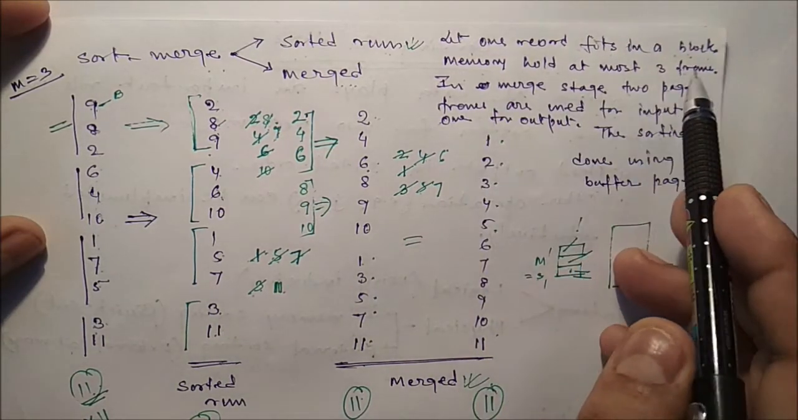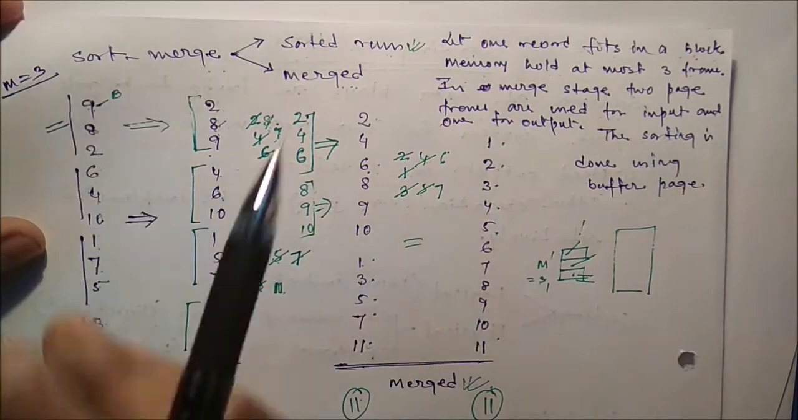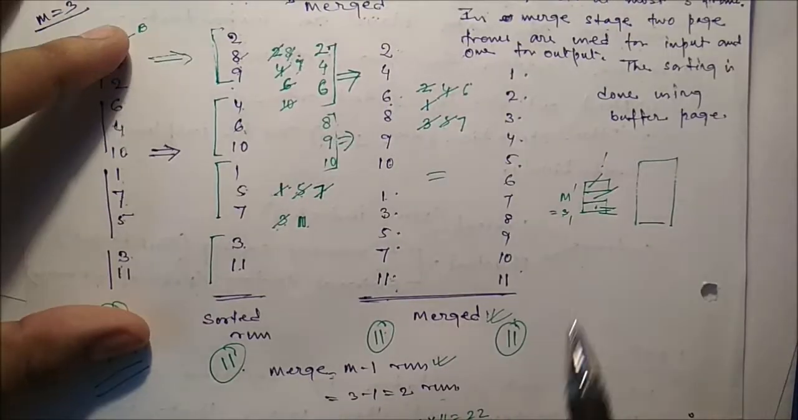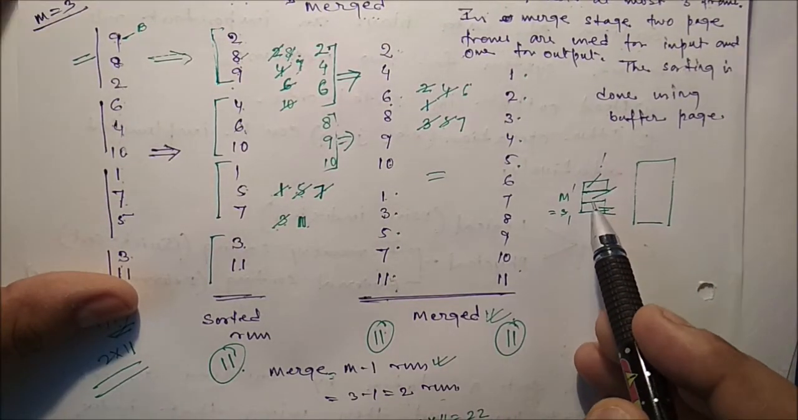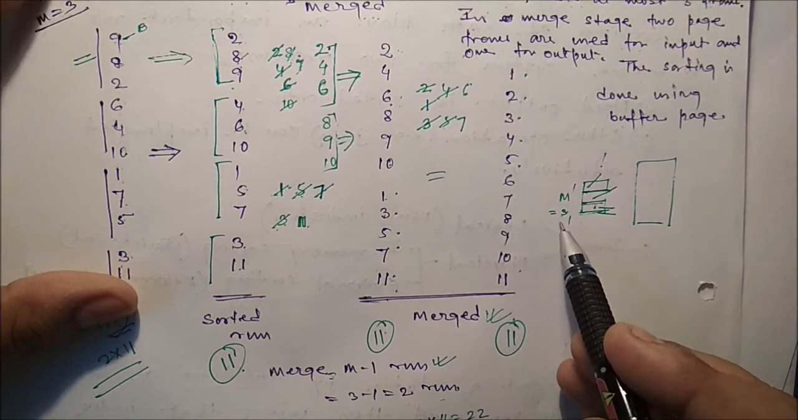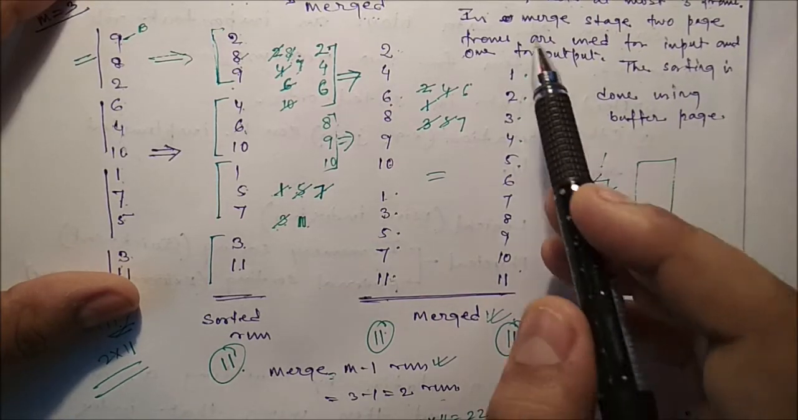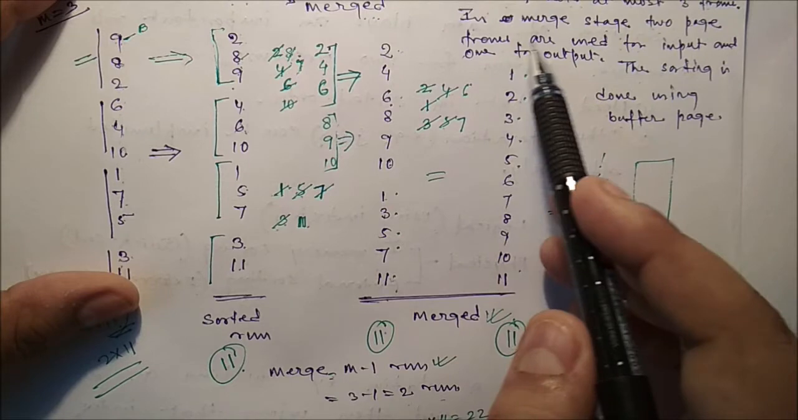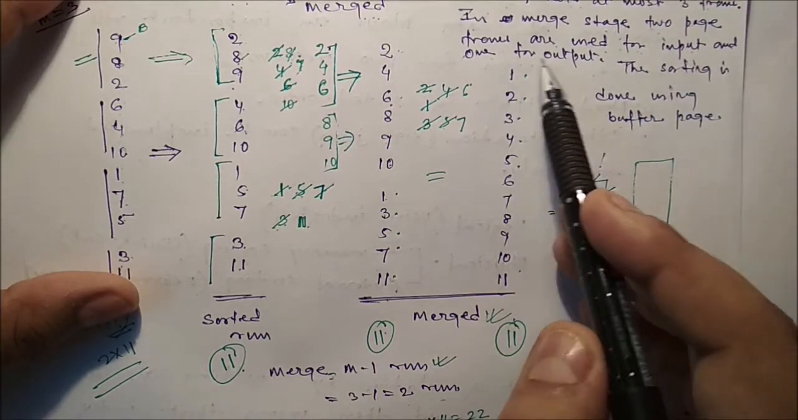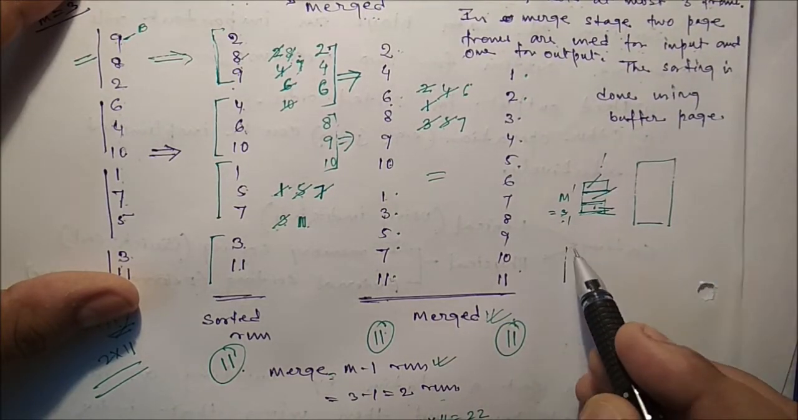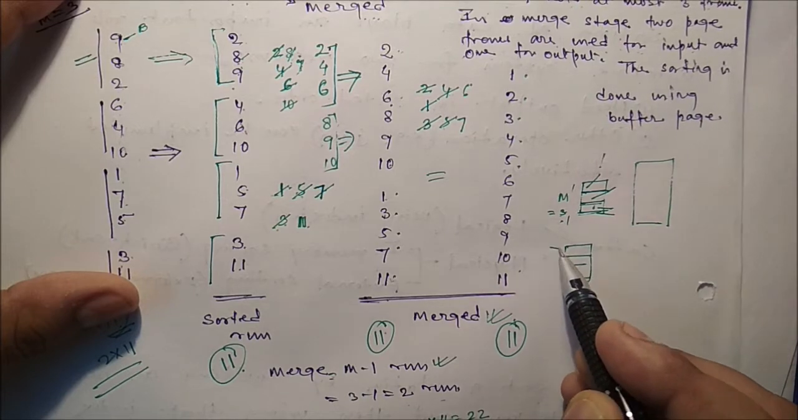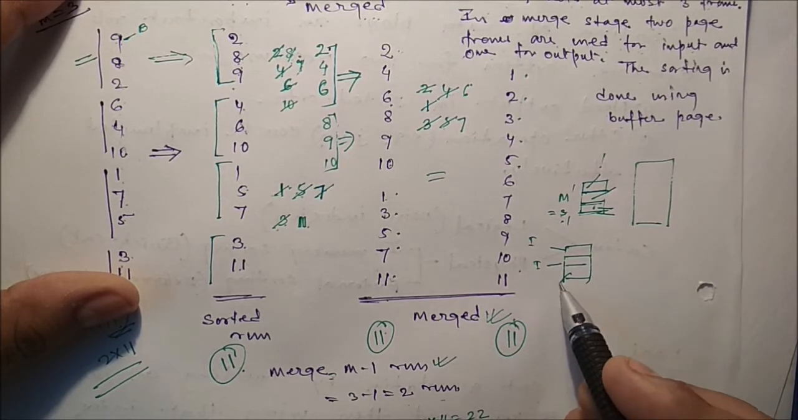Memory holds at most 3 frames. Let m is equal to 3. That means if it is a primary memory, it can hold only 3 blocks. So m is equal to 3. In a merge sort, 2 page frames are used for input and 1 for output. So in a merge, 2 frames are used for input and 1 for output.